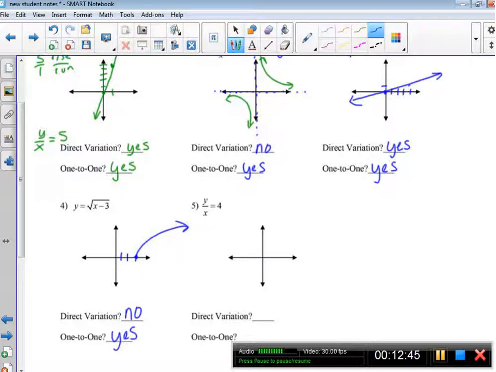And then y over x equals 4 is the definition. This equation, if I solved it for y, would be y equals 4 times x if you just cross multiply. So we're going to rise 4 and run 1. So yes and yes.